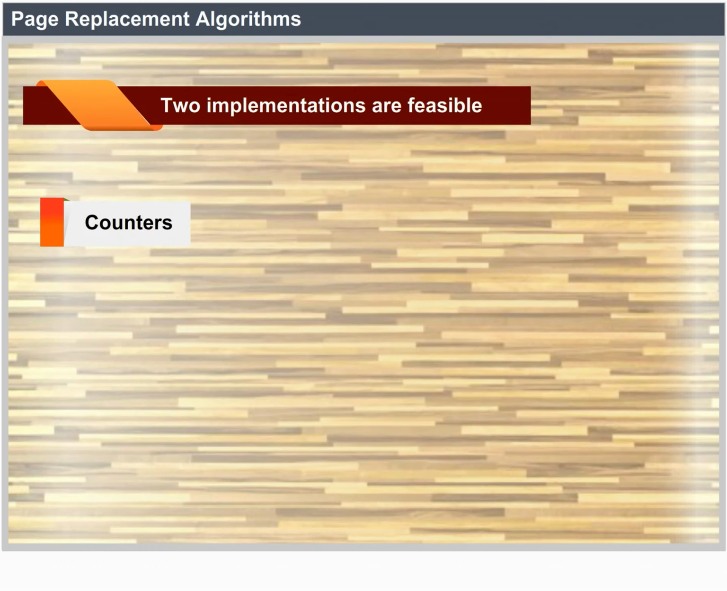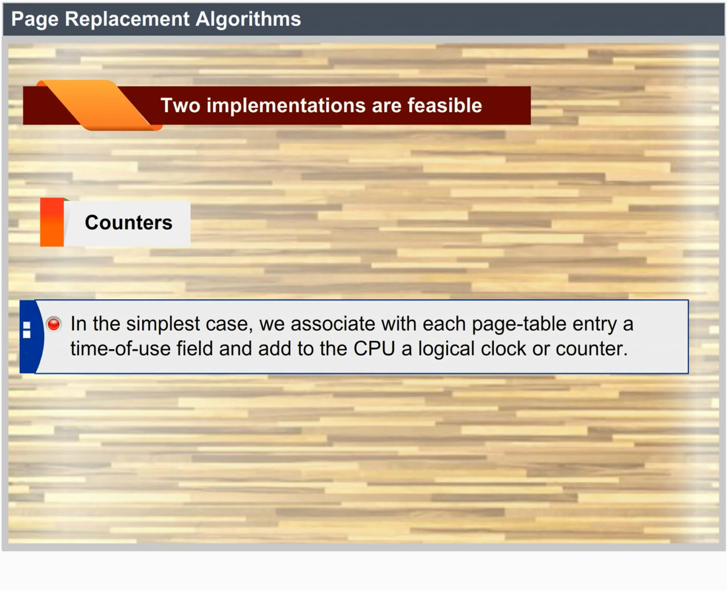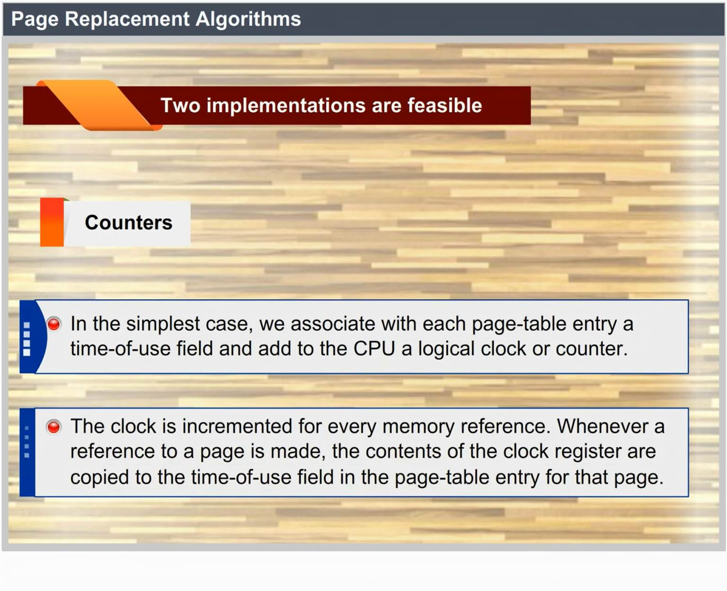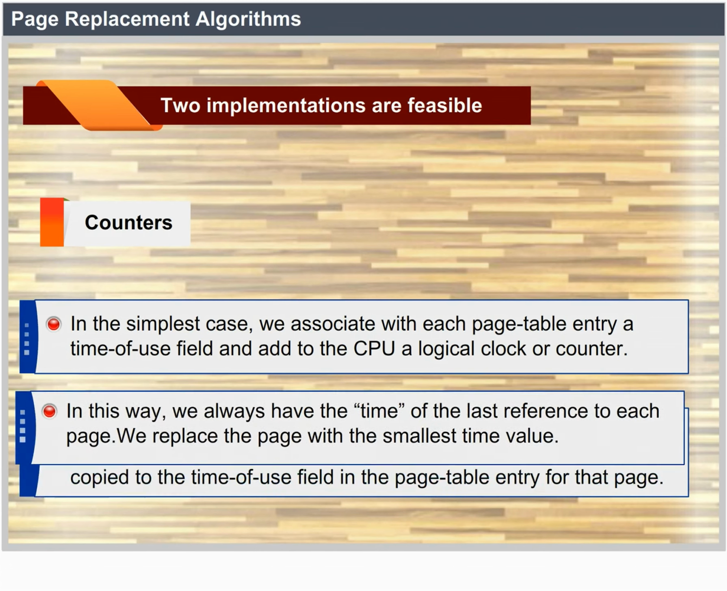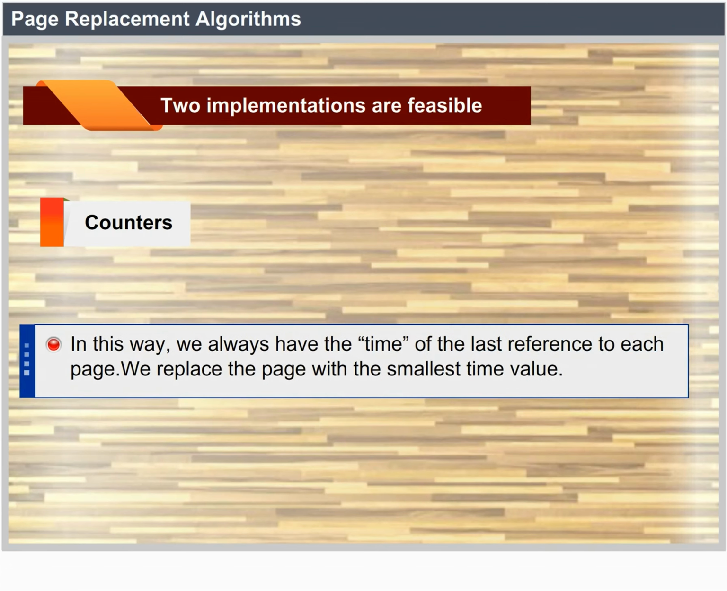In the simplest case, we associate with each page table entry a time of use field and add to the CPU a logical clock or counter. The clock is incremented for every memory reference. Whenever a reference to a page is made, the contents of the clock register are copied to the time of use field in the page table entry for that page. In this way, we always have the time of the last reference to each page. We replace the page with the smallest time value.